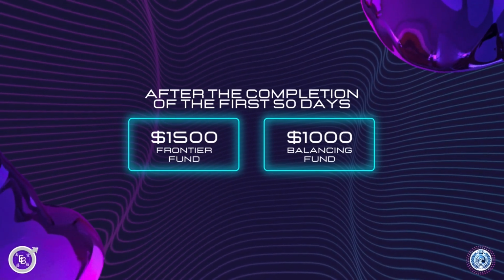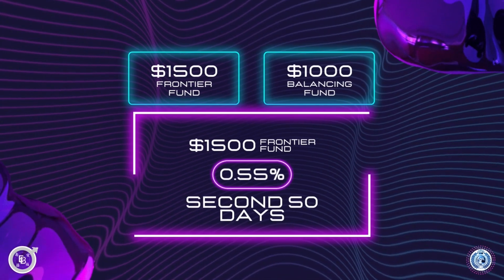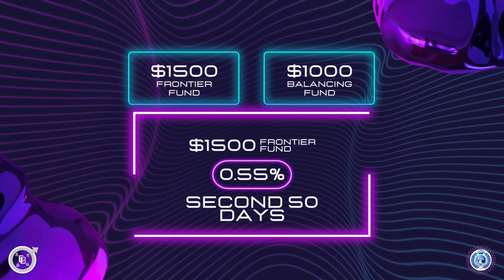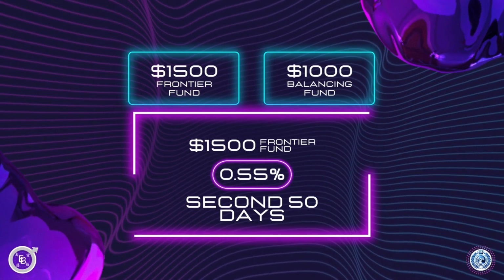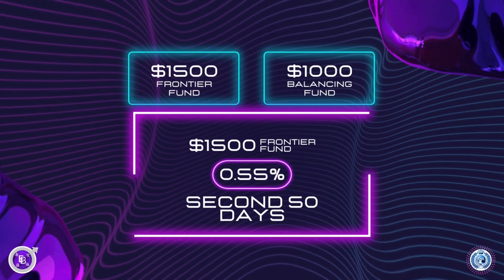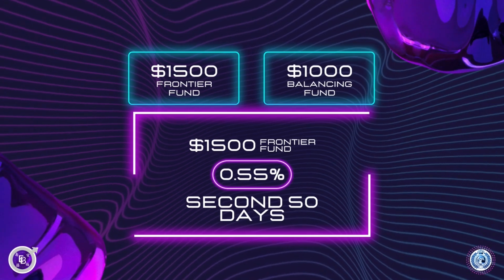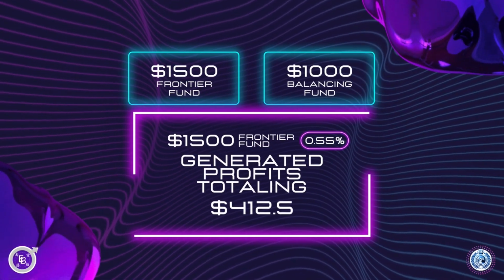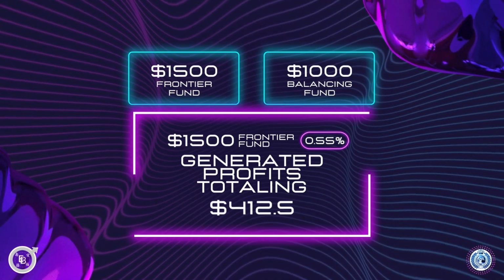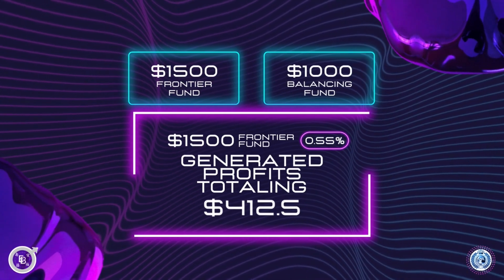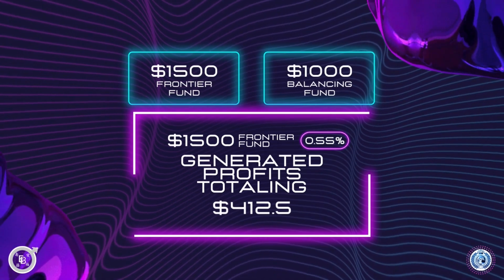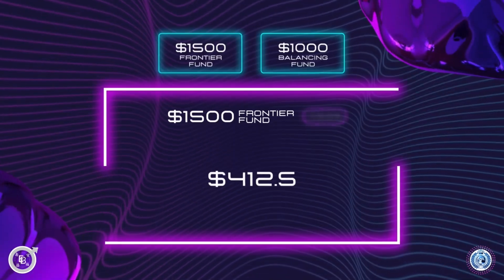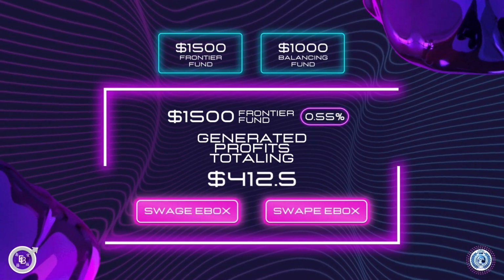The profit will then be raised by increments of 20% for the next 50 days, following the same pattern as before. This means the profit generation will be 0.55% daily, which is 0.35% plus 20%, for the second set of 50 days. Furthermore, your $1,500 in the Frontier Fund will start generating profits at a rate of 0.55% daily for the second 50 days. By the end of this period, you will have generated profits amounting to $412.5. These profits will be credited to your Swage eBox and Swap eBox accounts as per the proposed index.